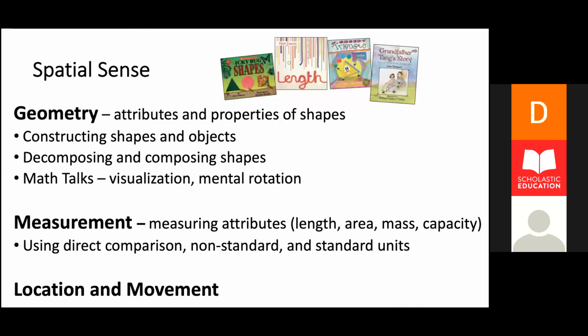Spatial sense. Like I said, this is the strand that has changed the most. We now have geometry, in my opinion, geometry, measurement, and location and movement in here. And let's think about it. Geometry and measurement belong together, because in geometry, we're studying attributes and properties. Measurement, we're measuring those attributes. There's been a lot of change in these areas, which I want to go through.